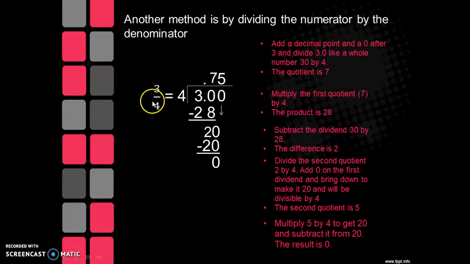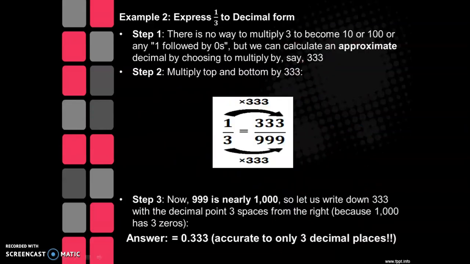Okay, so again, the decimal form of 3/4 is 0.75, or we say it's 75 hundredths. Okay, so let's proceed with another one. So we have an example: express 1/3 in decimal form.